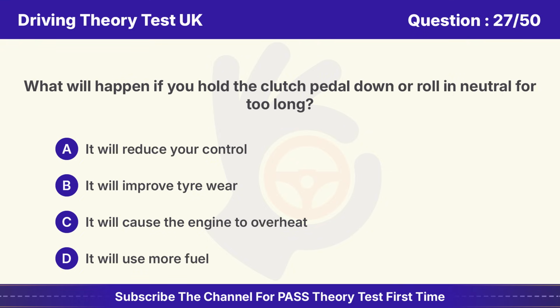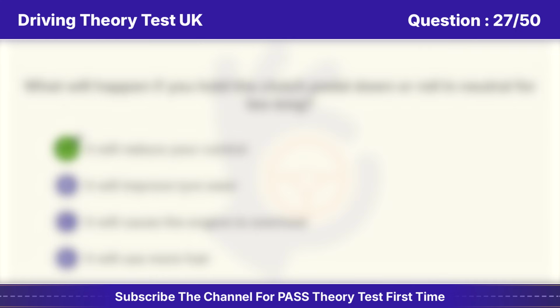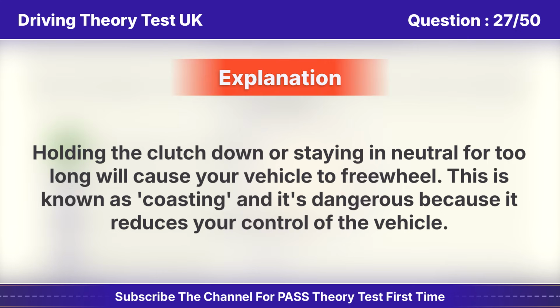Question 27. What will happen if you hold the clutch pedal down or roll in neutral for too long? Answer is A. It will reduce your control. Holding the clutch down or staying in neutral for too long will cause your vehicle to freewheel. This is known as coasting, and it's dangerous because it reduces your control of the vehicle.